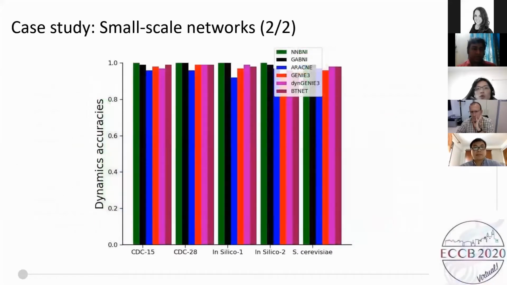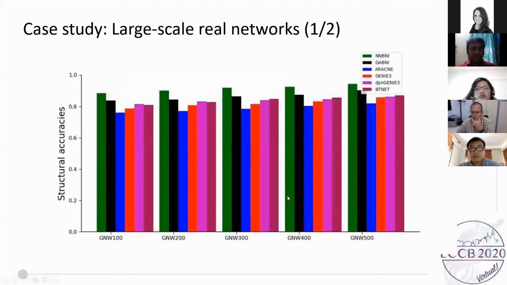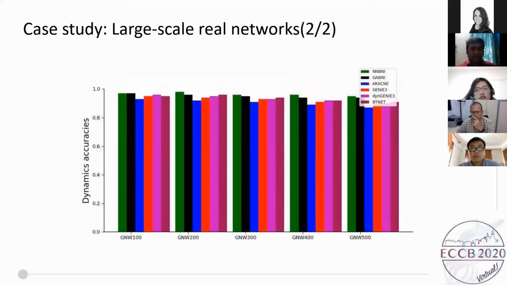This is the result for small-scale networks for dynamic accuracy and structural accuracy. In both cases, our method performs better than other methods. The same holds for large-scale real networks. For both structural accuracy and dynamic accuracy, our method outperforms the other methods.